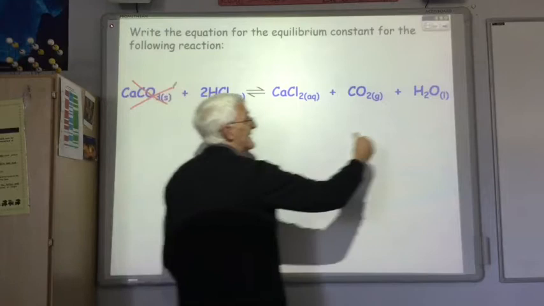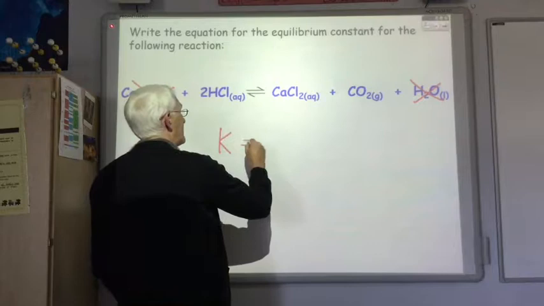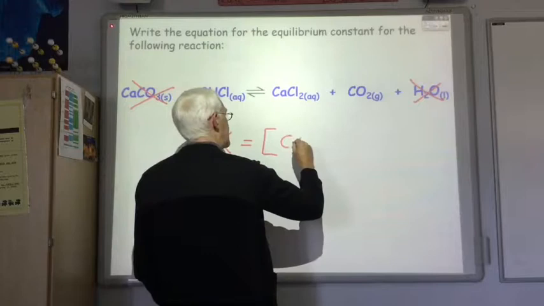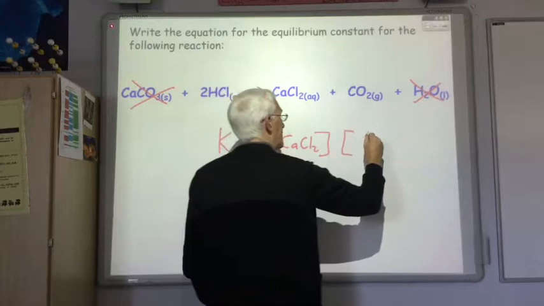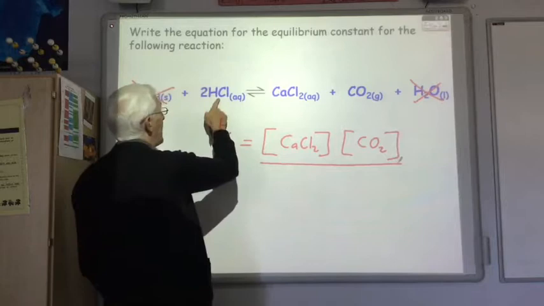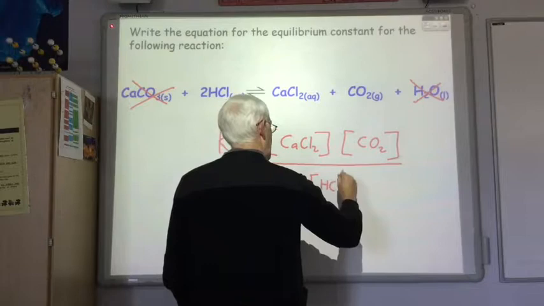So the equilibrium constant would be concentration of the products, so 1 mole of CaCl2 times 1 mole of CO2, divided by 2 moles of HCl, so HCl squared.